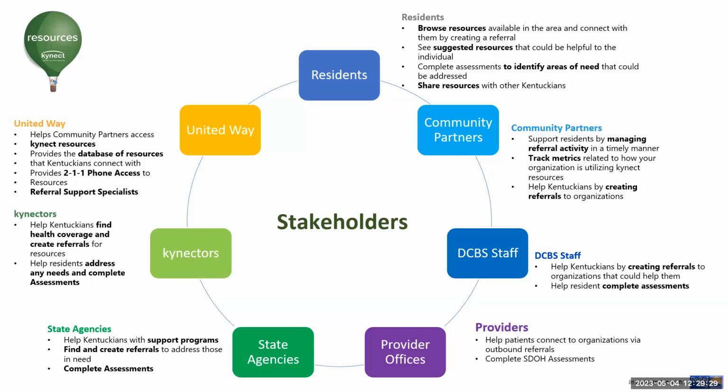Everyone else, our community partners, that's, of course, these organizations that are working and receiving referrals and creating referrals, they too have access to that assessment, but there's some tools there for them to manage that activity and also see some metrics relevant to their organization. Department for Community-Based Services, provider offices, hospitals. We have 10 of our smaller hospitals here in Kentucky that are using Kynect resources. We have other state agencies. Our connectors are folks that help people through health insurance applications. They get a lot of one-on-one time, so they're able to use Kynect resources. And of course, our partnership with United Way has been tremendous. Next slide.